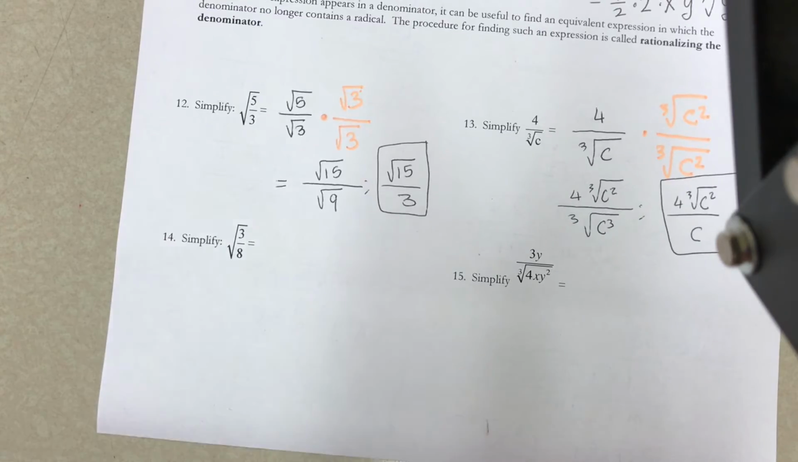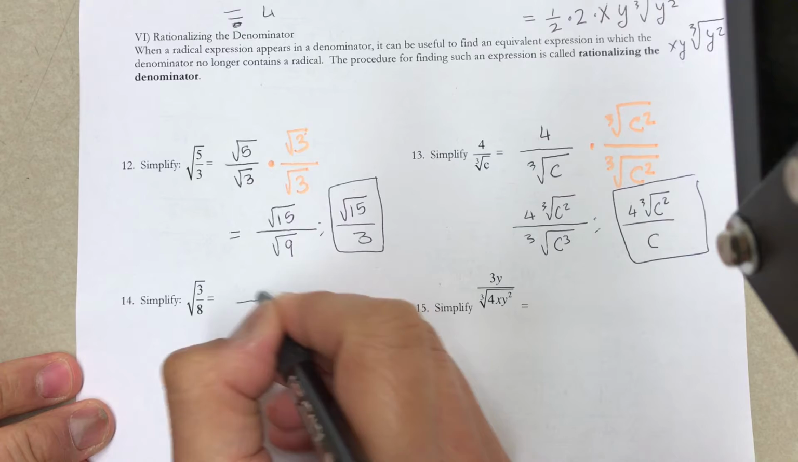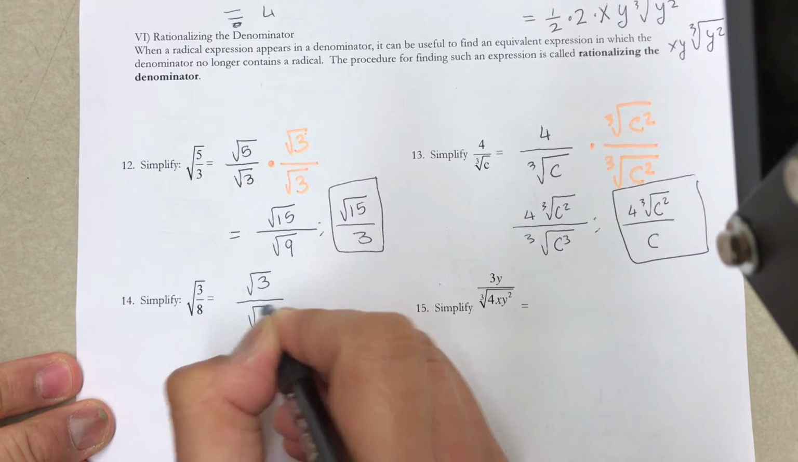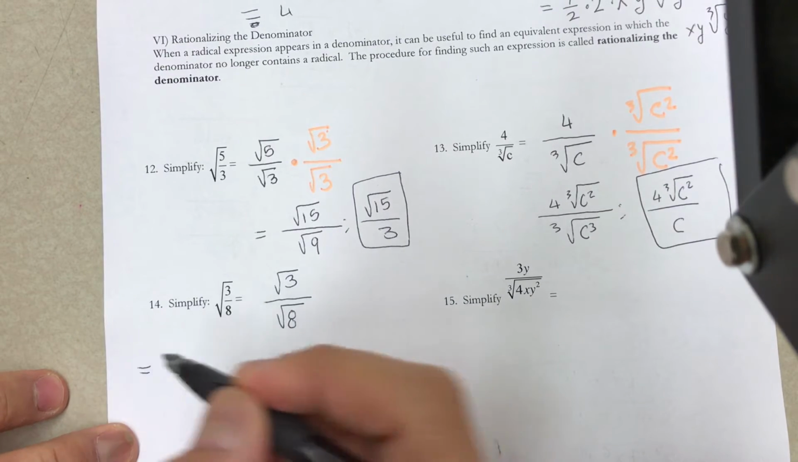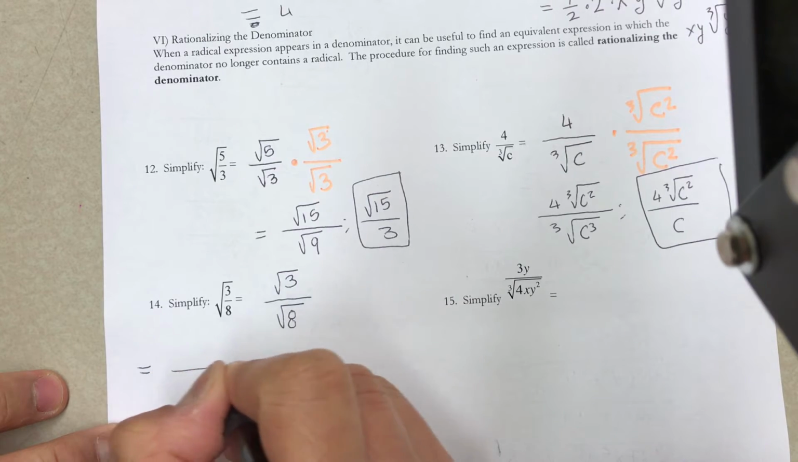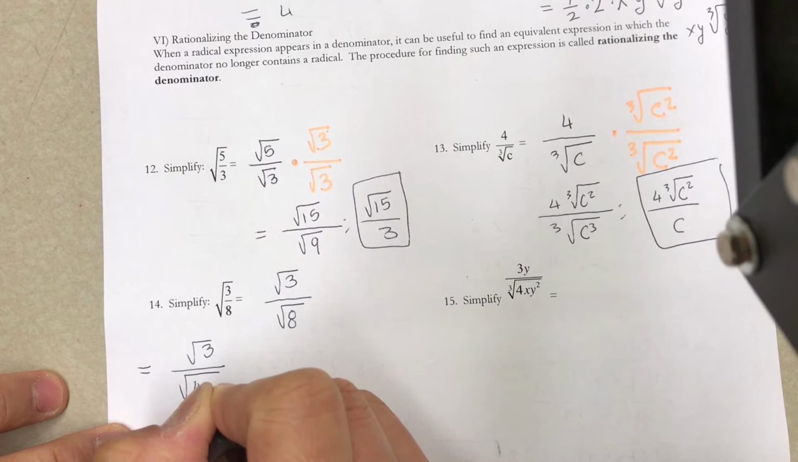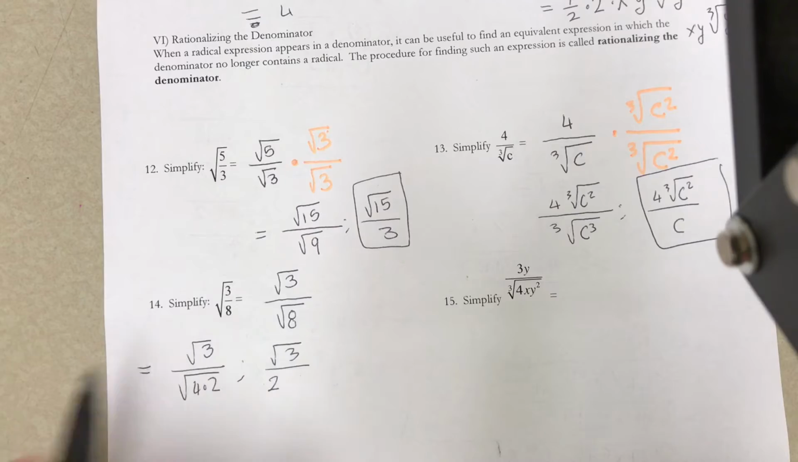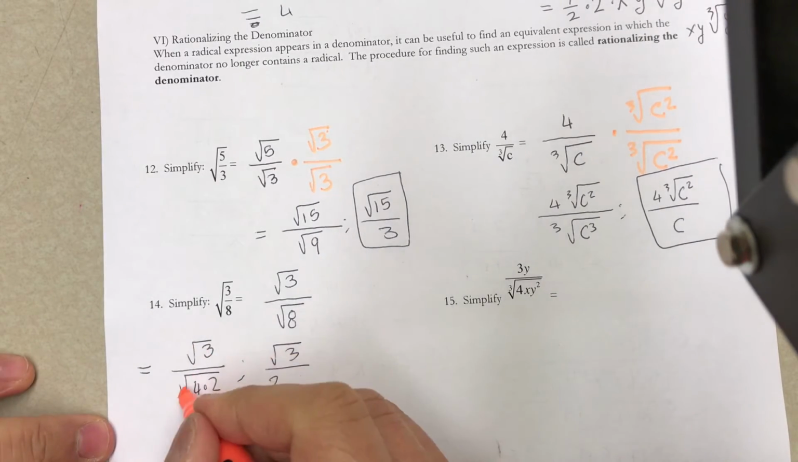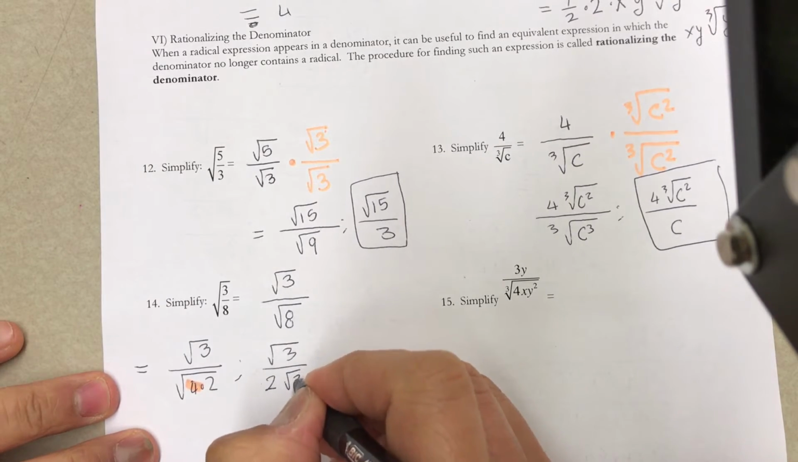Let's take a look at number 14. I'm going to apply the quotient rule by splitting it up into the cube root of 3 over the cube root of 8. All right? Now, you have a few options here, but one thing I would do is because 4 goes into 8, and 4 is a perfect square, turns out that I can write the number 8 as that, which allows us to pull out a 2 from the 4. And then we have a root 2 down here.